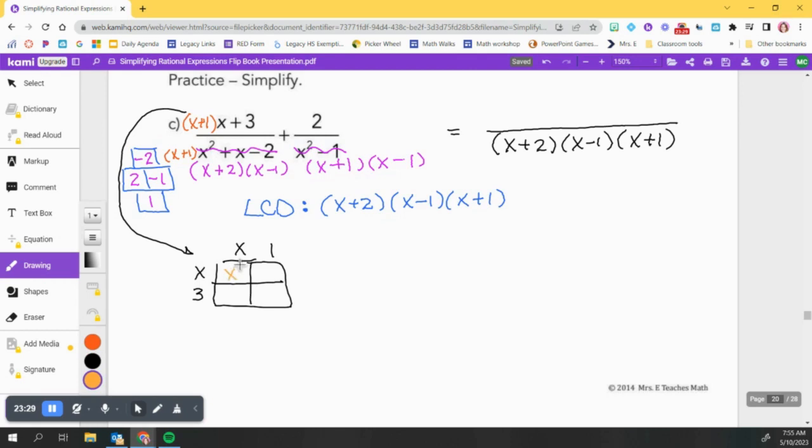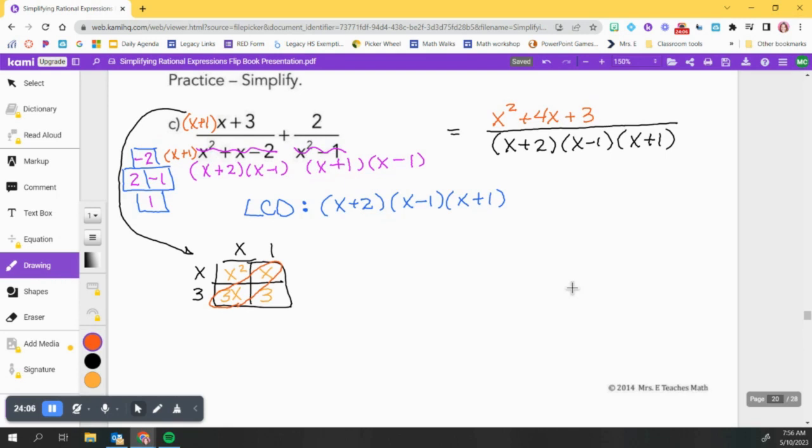x times x is x squared. x times 1 is x. 3 times x is 3x. 3 times 1 is 3. These guys are like terms, so you're going to add those together. So I'm going to write it in up here from the products I got down here. So I have an x squared, 3x and 1x gives me 4x, so positive 4x, and then plus 3. That's my new first numerator.